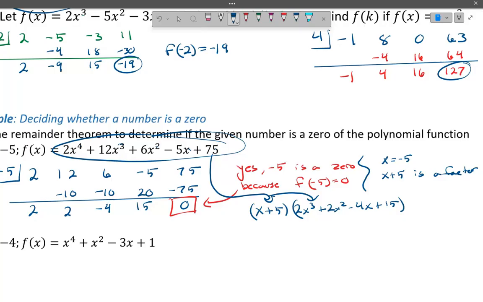And theoretically, we could continue this process, and that's something that we're going to be doing in future lessons, continuing this process in order to completely factor polynomials.